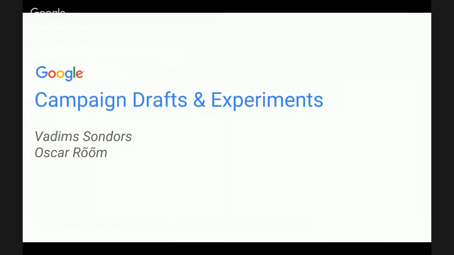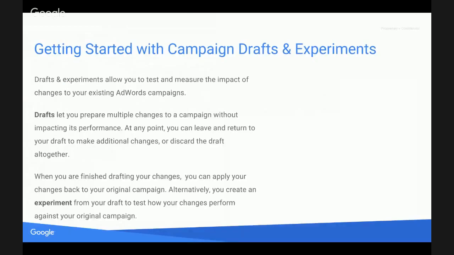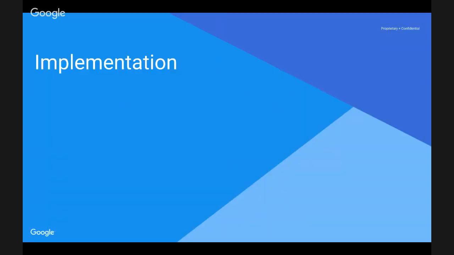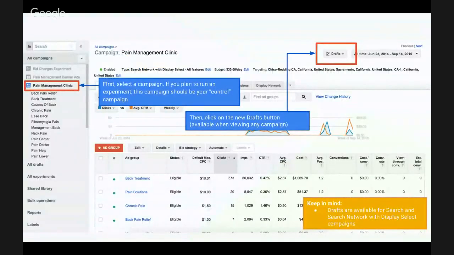Here we go. So essentially, Campaign Drafts and Experiments is an A/B testing feature implemented within AdWords. It will let you test out multiple campaign level changes that you want to try out. It can be new keywords, new remarketing lists, new bidding strategies, whatever you want. And you can test out how important these changes are and how they affect the results of your campaign.